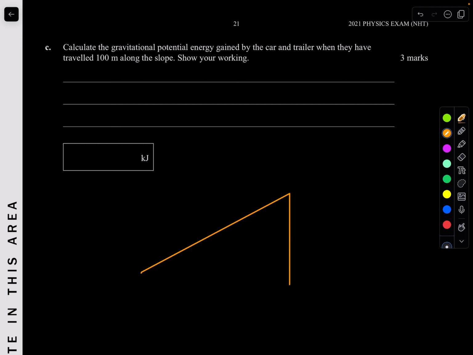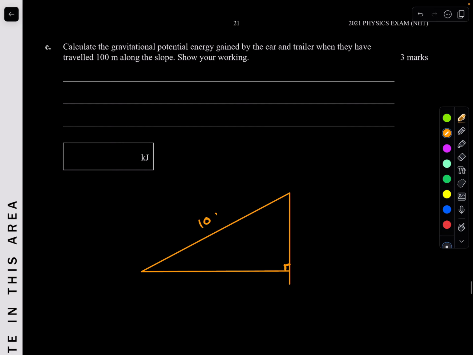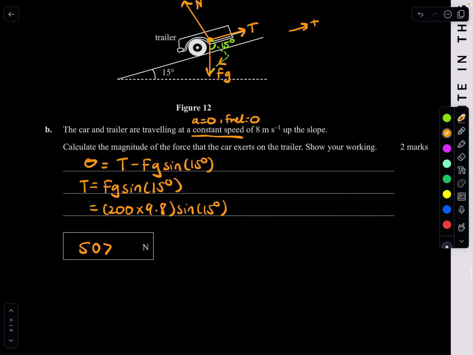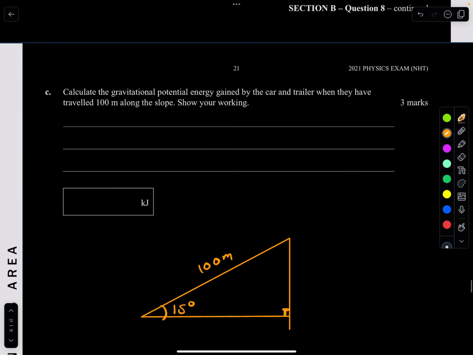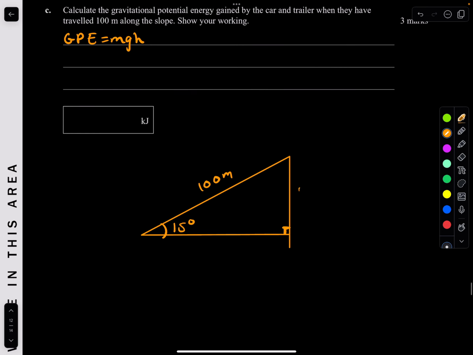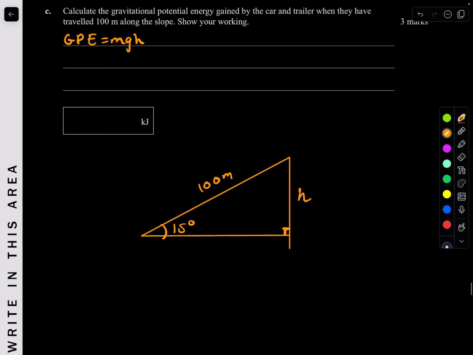To calculate, it's one of the ugliest, but overall it will look like this. It's not nice, but it does the job. So if the car has traveled 100 meters, let's say 100 meters here, and we know this is an angle, and of course this angle, what was it? 15 degrees. If we want to calculate the gravitational potential energy, which is GPE, which is mgh in this case, we need to calculate the height that it has traveled, which is this height over here. So we're just going to do basic trigonometry here.